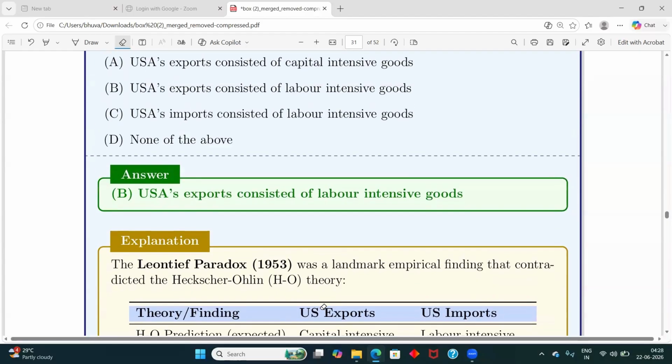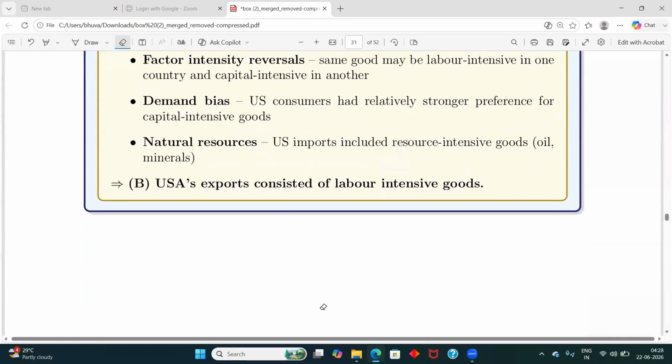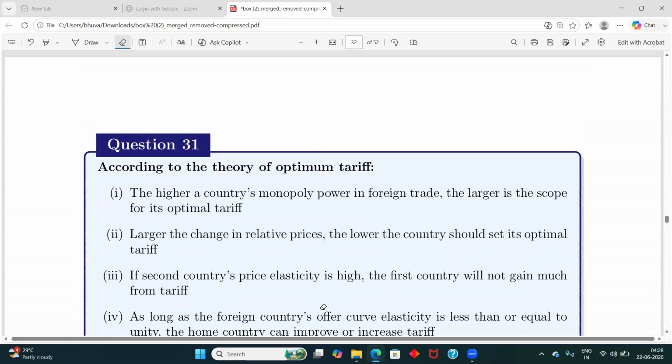So the correct option is B: USA exports consisted of labor intensive goods. Now moving to question number 31.